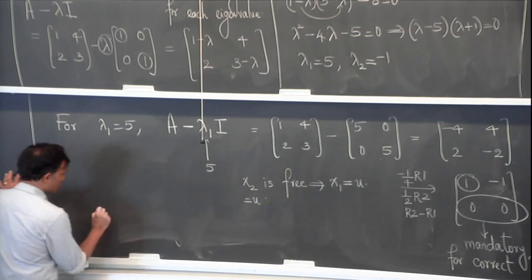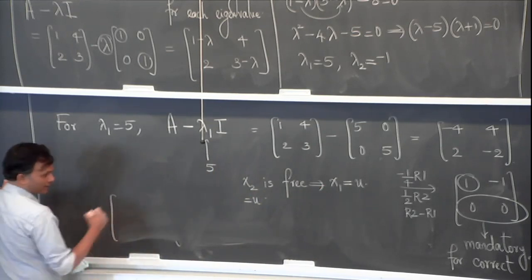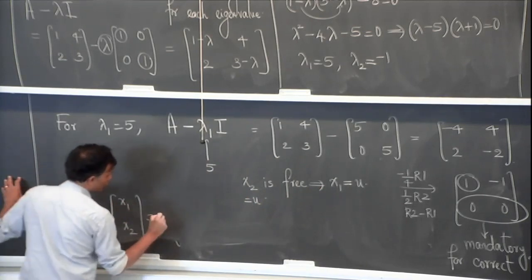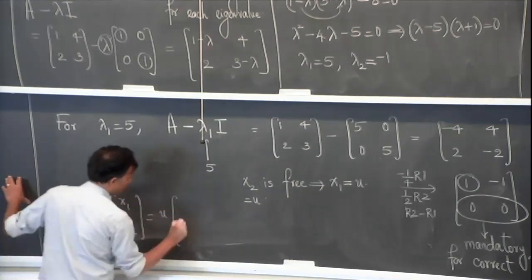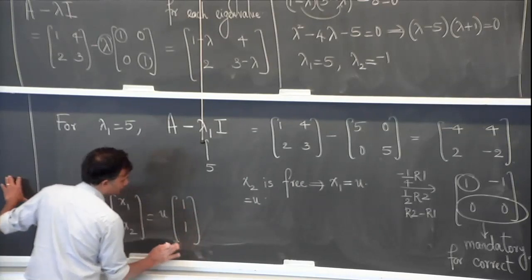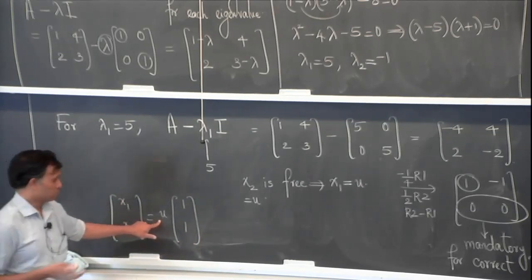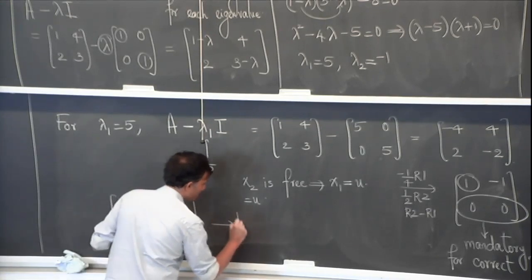All right, so the eigenvector you get in this case would be x1, x2 equal to u, which is u times 1, 1. Remember that u is a free variable, so you have to exercise your right to pick a value for u at this point. Pick u equal to 1.